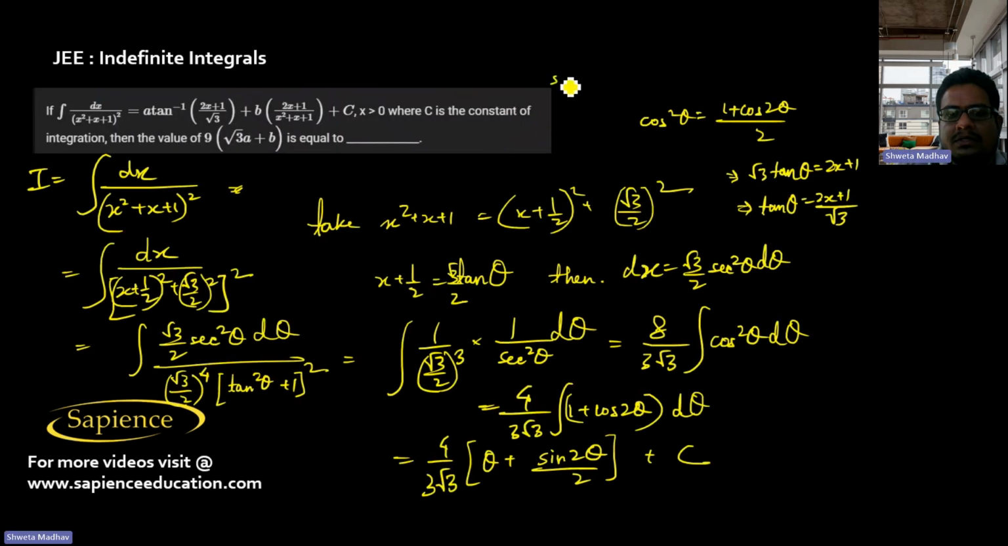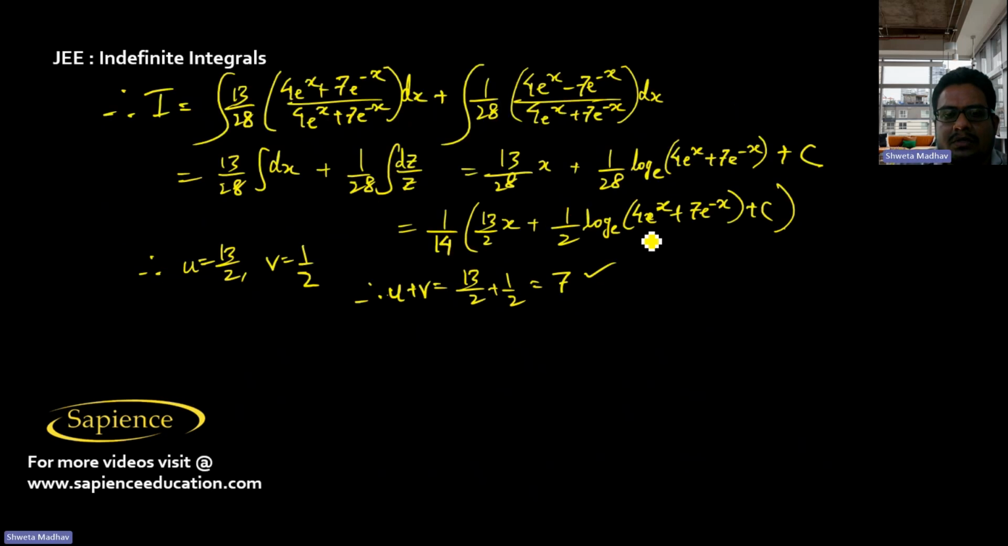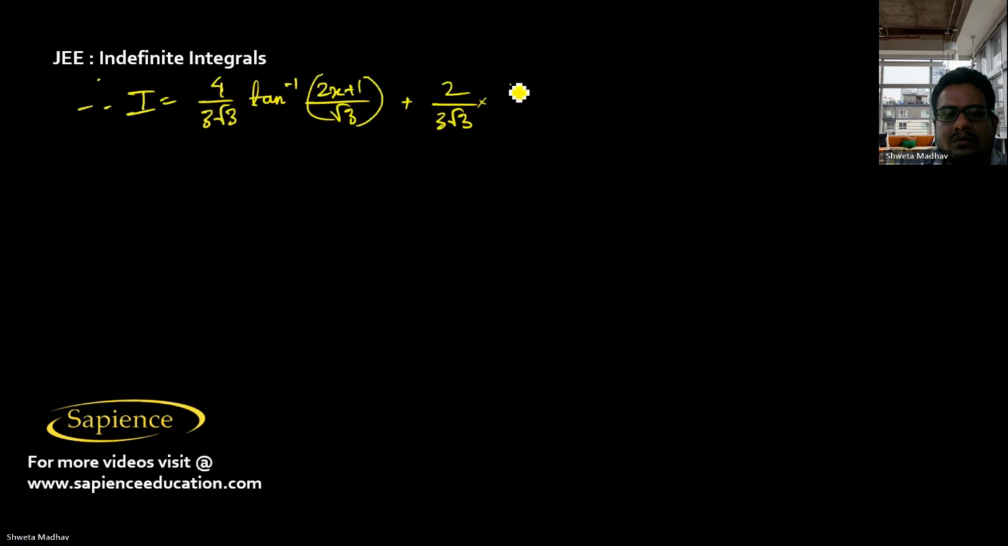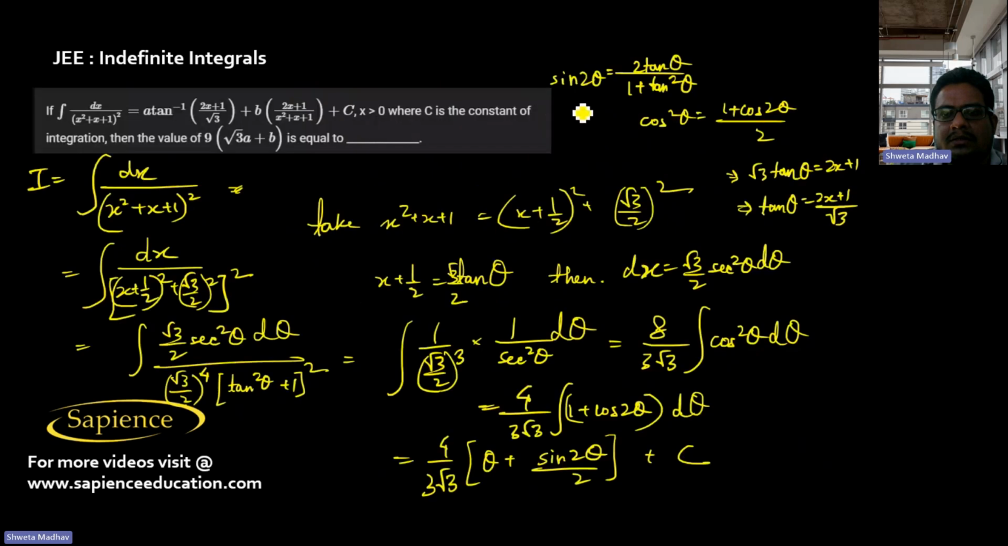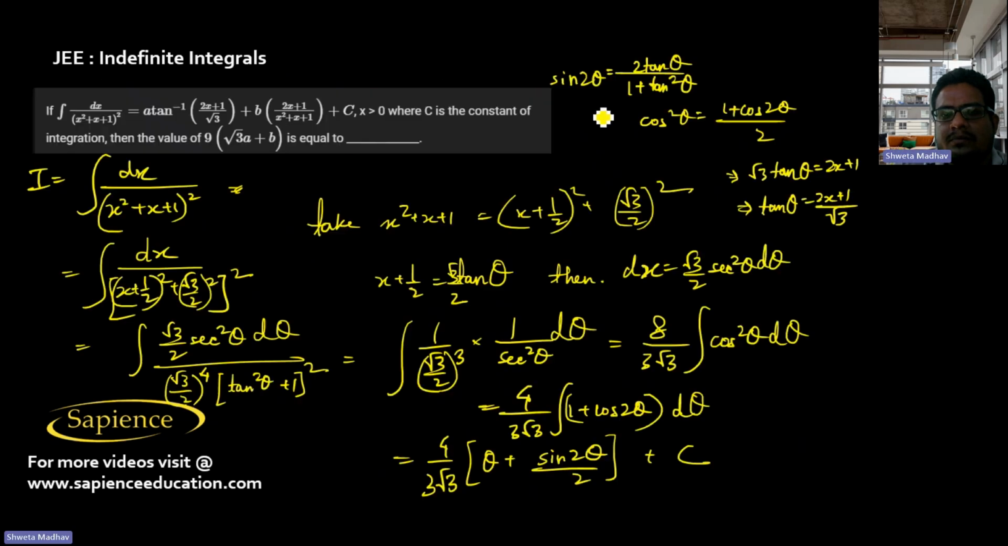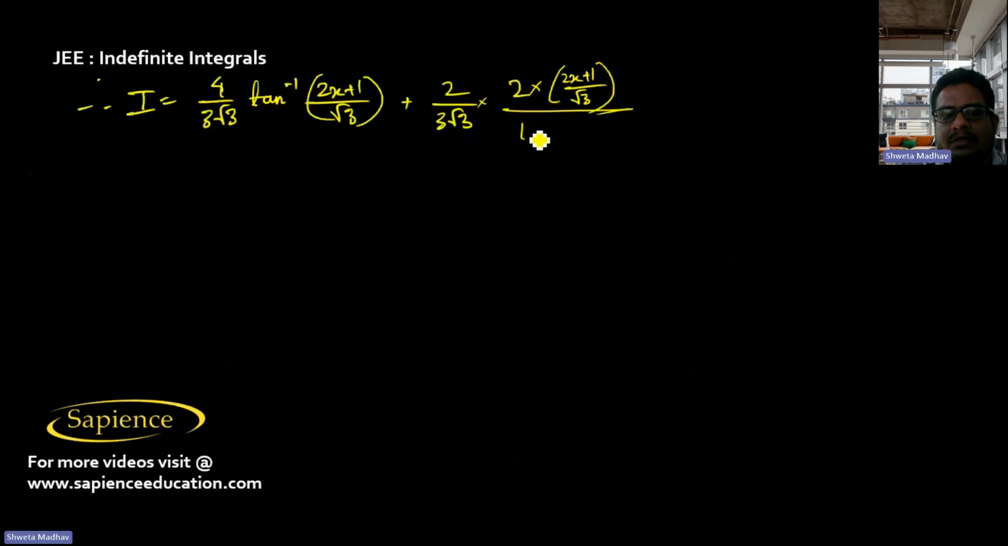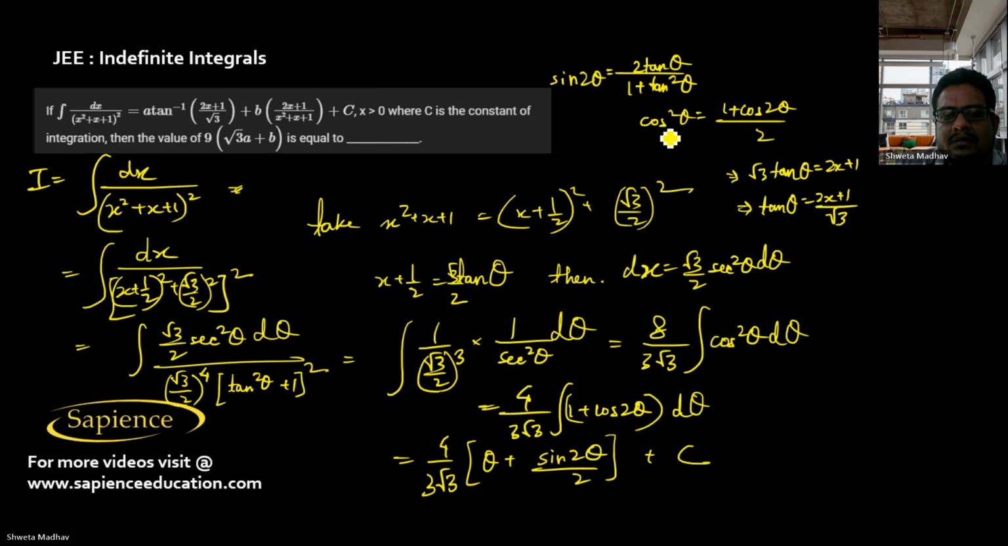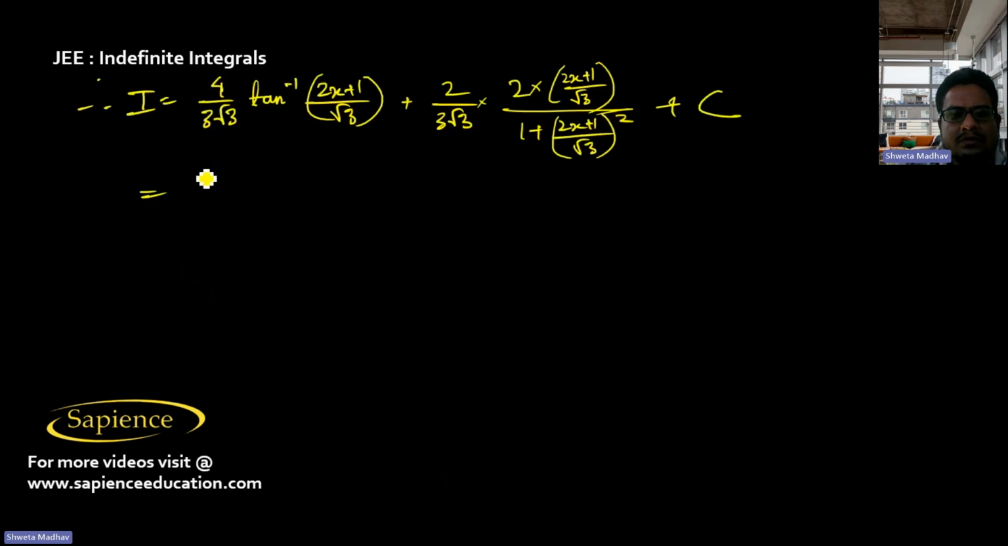Now sine 2 theta I can write 2 tan theta by 1 plus tan square theta. So this will be equal to 2 into tan theta, that is 2x plus 1 by root 3, by 1 plus tan square theta, which is 1 plus 2x plus 1 by root 3 whole square, then plus c.